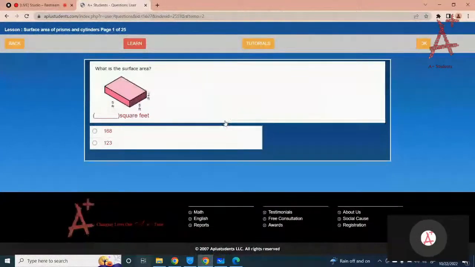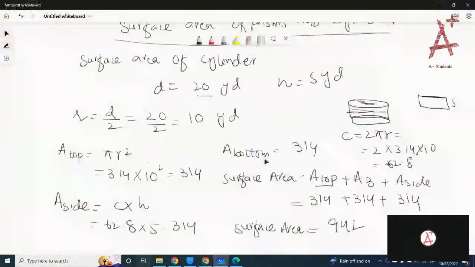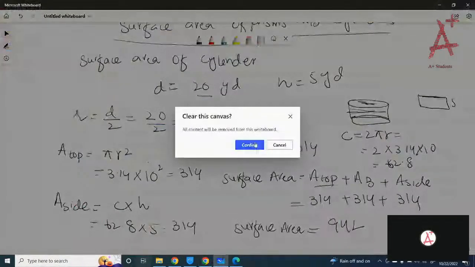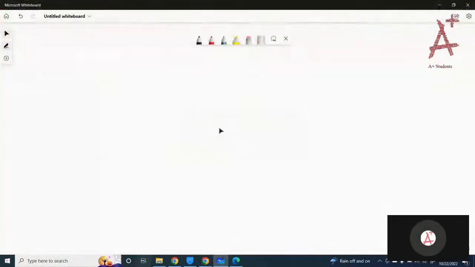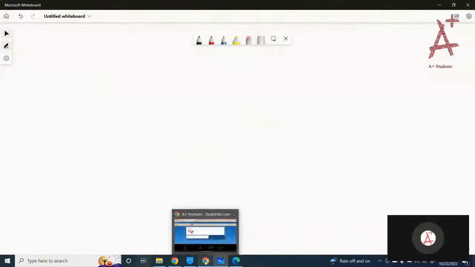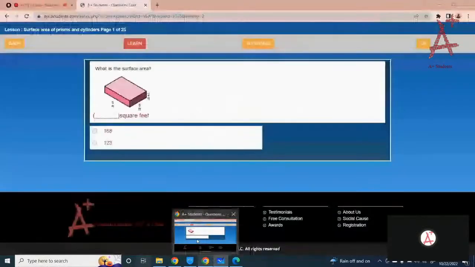Okay, so first of all, we have to find the surface area of the rectangular prism. So let's start with the surface area of the prism with dimensions 9 feet, 6 feet, and 2 feet. We can start with finding the area of the faces. Got it? So let's start.